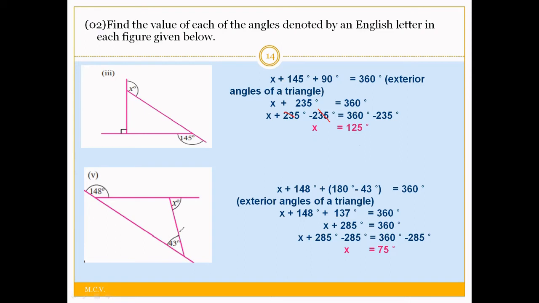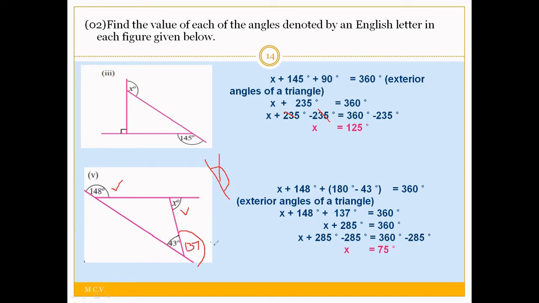Here, interior angle is given. Exterior angle is not given. This is exterior. This one exterior. But here interior angle is given. What is the sum of interior angle and exterior angle at the same vertex? That is 180 because they formed a straight angle. Then if you know this one has 43, you can get this one by subtracting from 180. 180 minus 43, that is 137. So here 137.